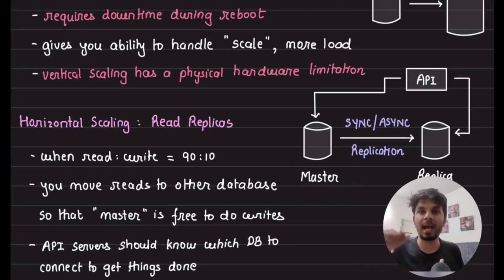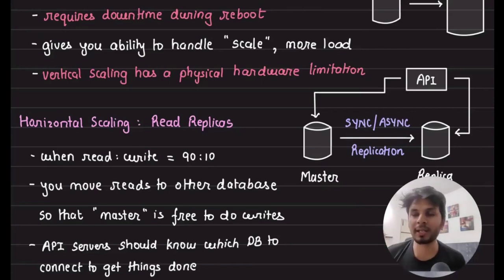This way, I'm not having just one database handling both reads and writes. I'm moving my reads to another database. This way, we scale our reads independently. This is the concept of read replica. Now, what happens here is you move reads to another database. But how do you know that reads need to go to the read replica and writes need to go to the master?